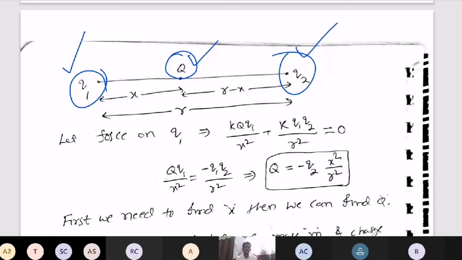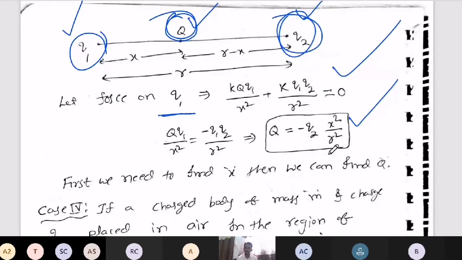Any one you have to take. Like here I have taken force on Q1. So on Q1, force due to capital Q1 and due to Q2 is another one. So total force should become 0. Then the value of the third charge which must be placed is this much.